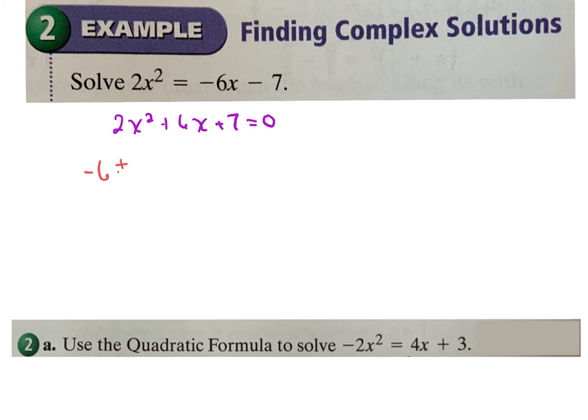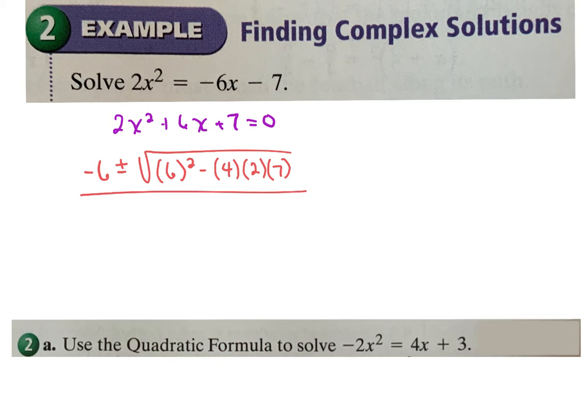Negative b plus or minus the square root of b squared minus 4 times a times c all over 2 times a. You will notice, but I have 36 minus, what is 4 times 2 times 7?